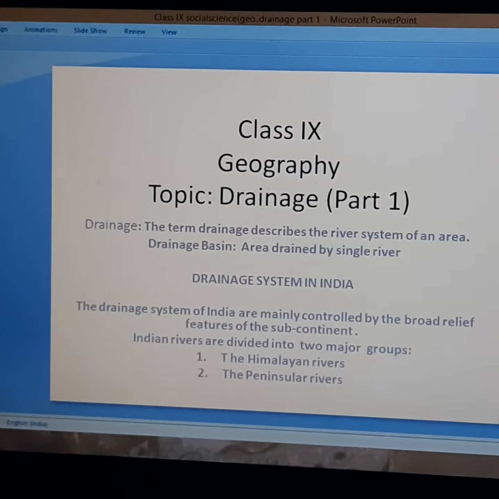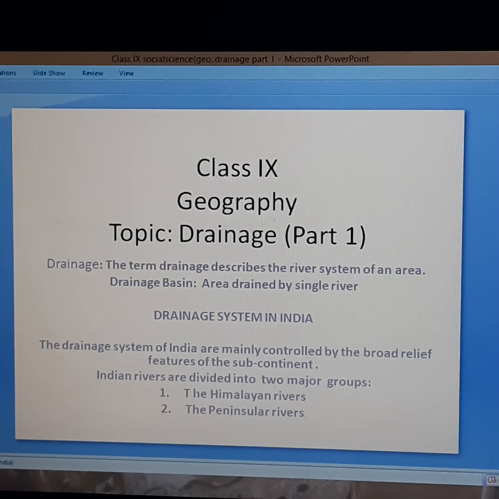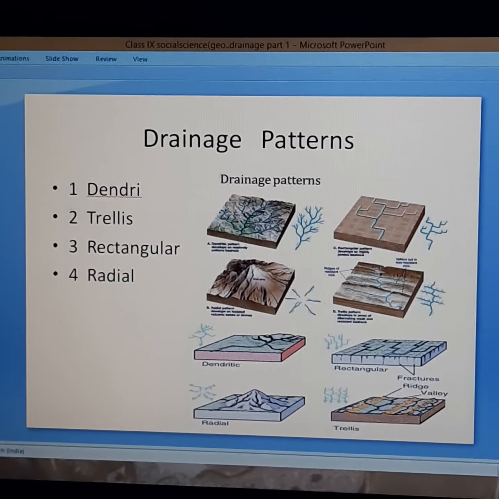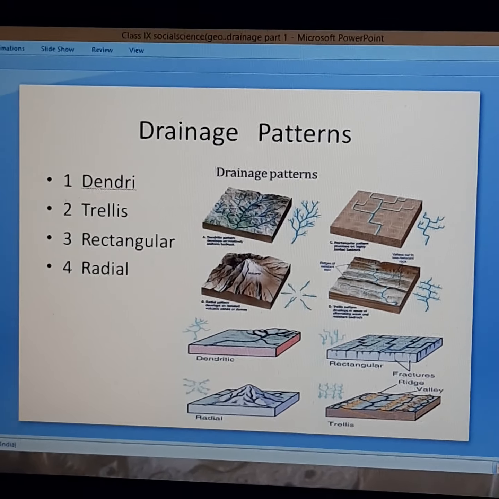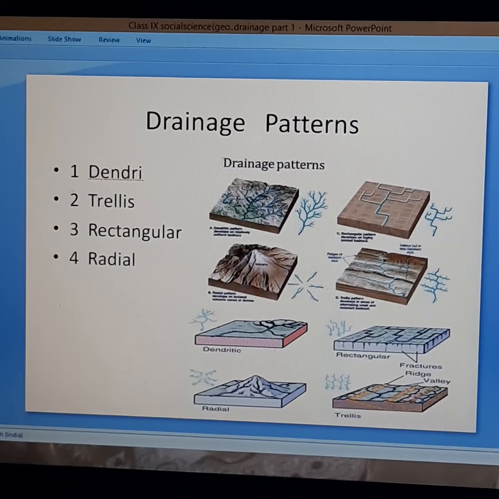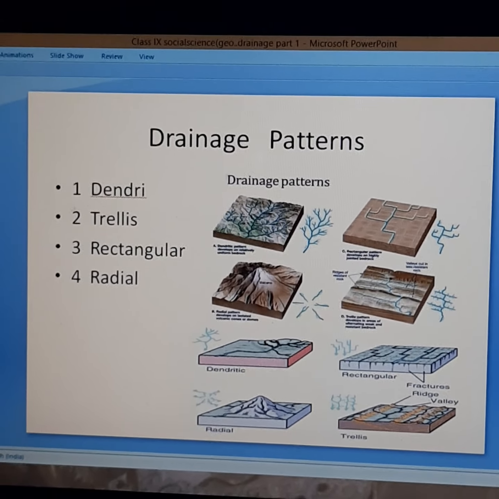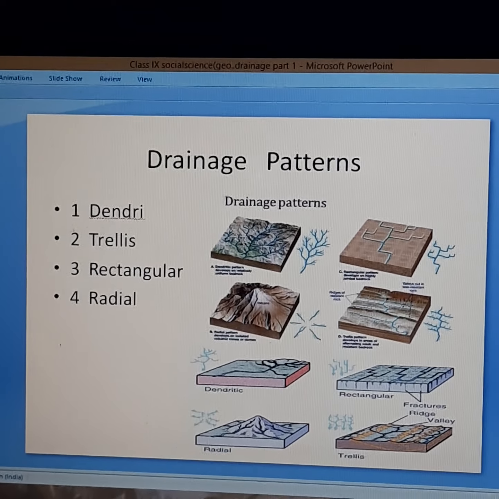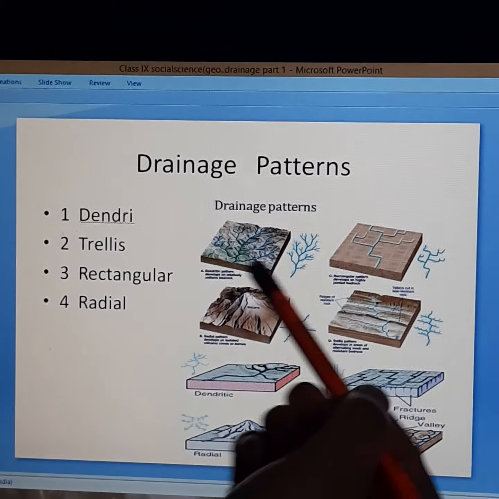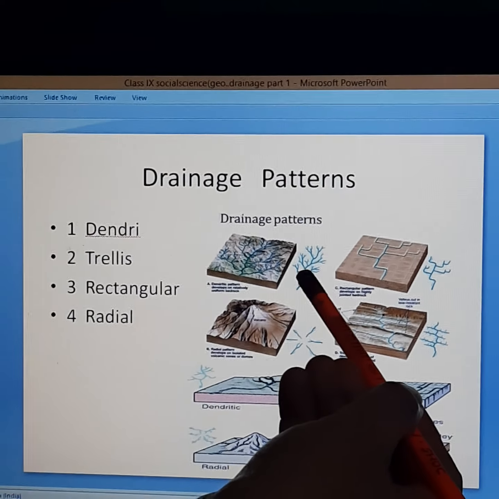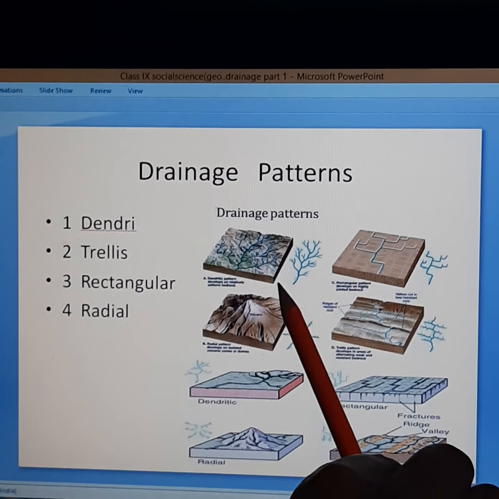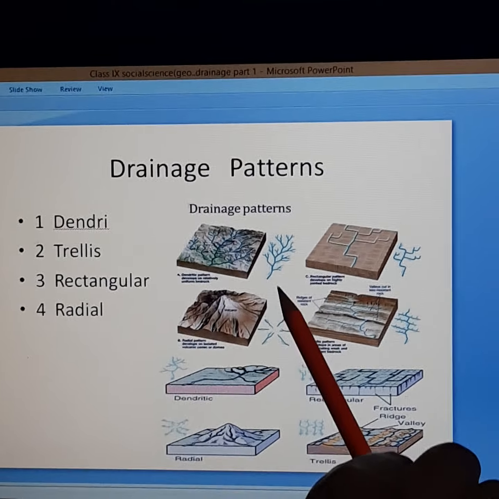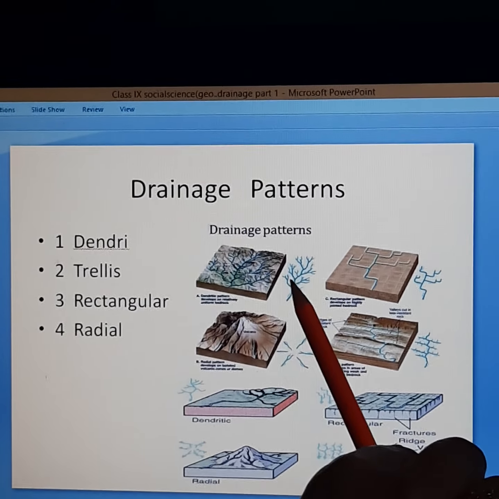Now, how a river drains into a specific area is a unique concept. There are four drainage patterns: the dendritic, trellis, rectangular, and radial. In the dendritic drainage pattern, you can see a tree-like pattern, and it follows the slope of the region and is joined by many tributaries, and at last it distributes. It also has distributaries.